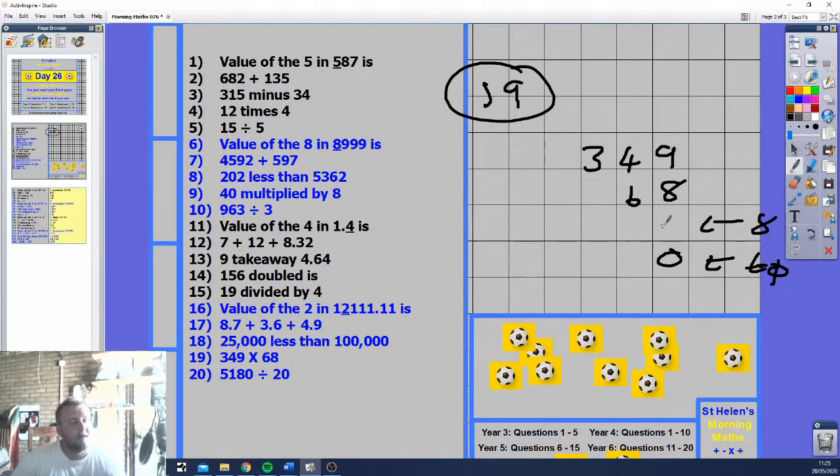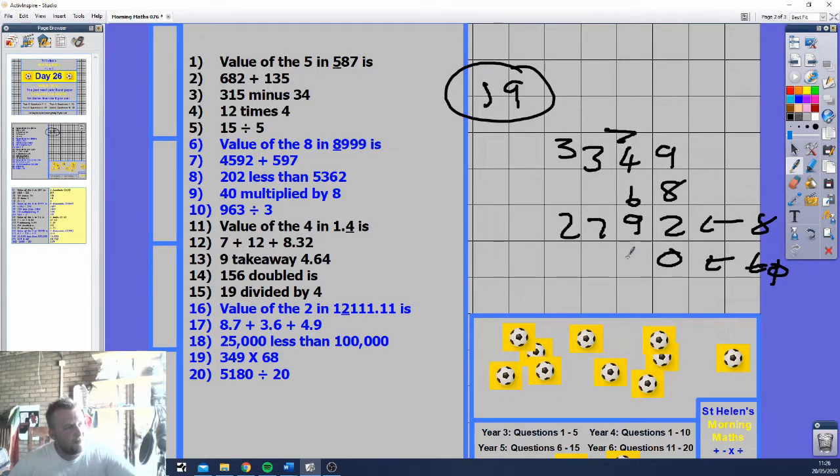8 times 9 is 72. 4 times 8 is 32 plus 7 is 39. And 3 times 8 is 24. 24 plus 3 is 27. So we've got 27. 349 times 8 is 2,792. Now, I've multiplied by 10 already, so I just need to multiply this by 6.